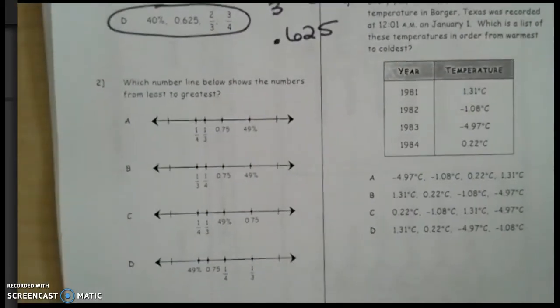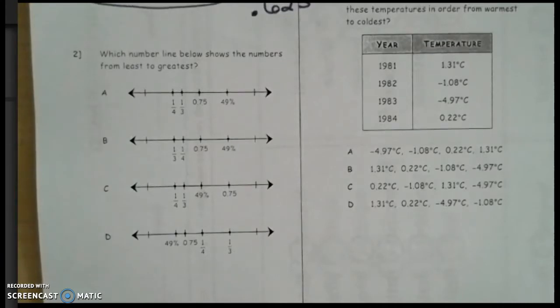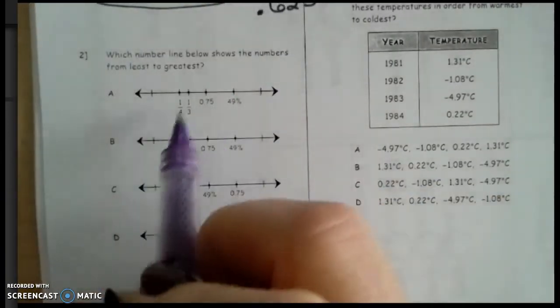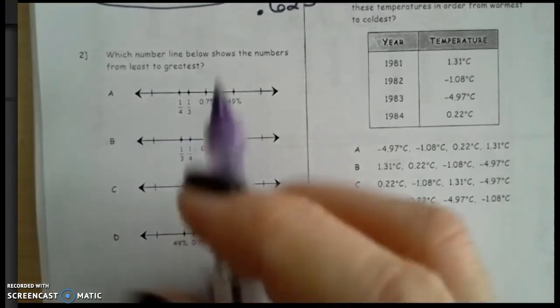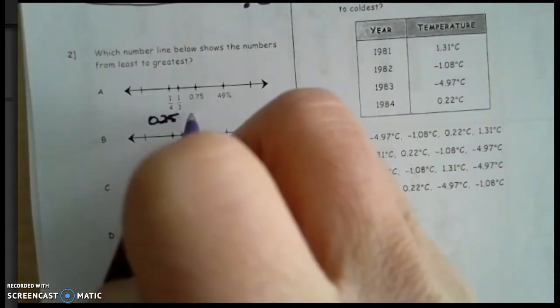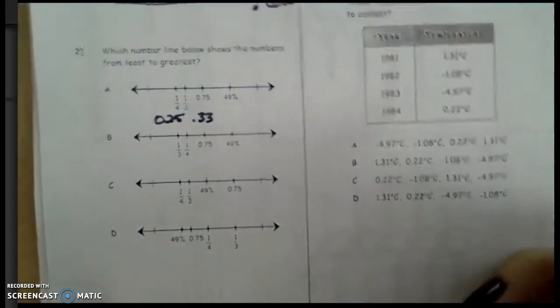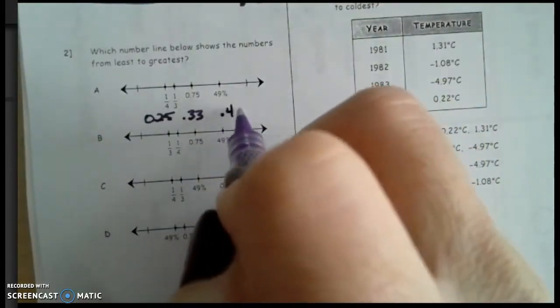All right, number 2. Which number line below shows the numbers from least to greatest? They've given you a number line. We've got some fractions, decimals, and percentages. We're going to need those in the same format to make sure that they're correct. If you know much about your fractions, you know that 1/4 is smaller than 1/3. But 1/4 is 0.25. 1/3 is 0.33. And then you've got 0.75, and 49% would be 0.49.